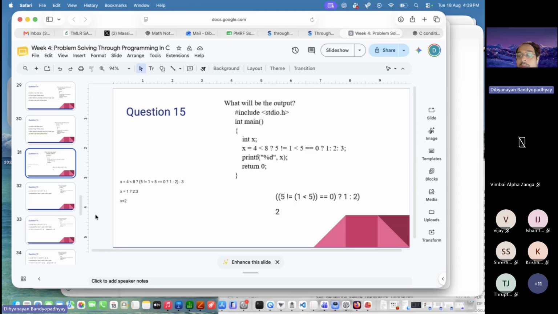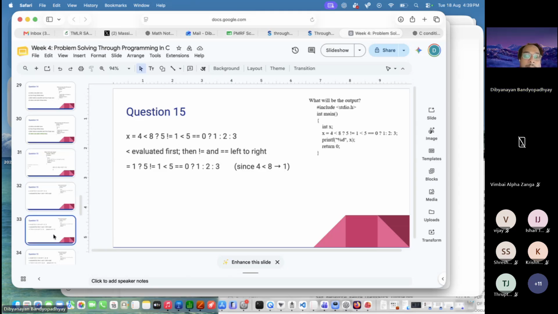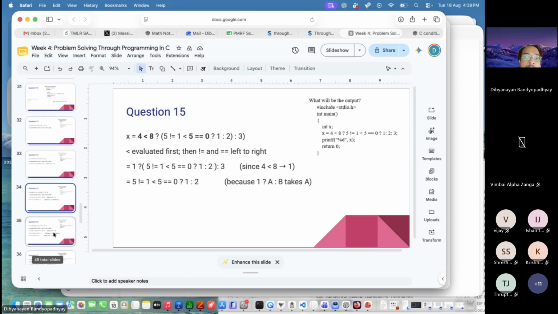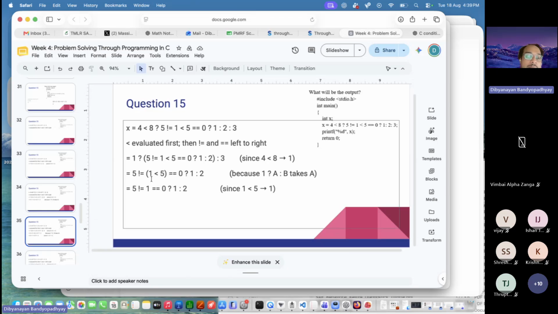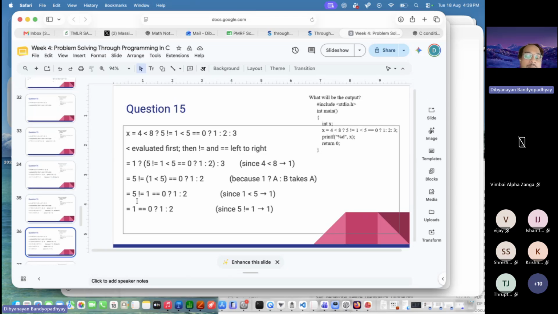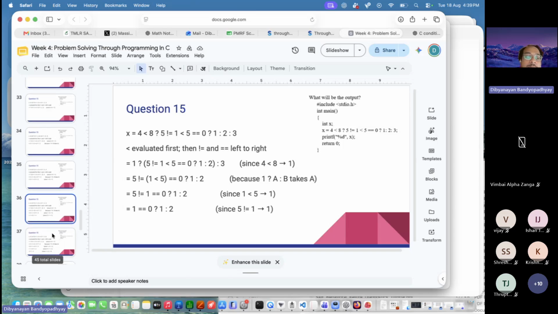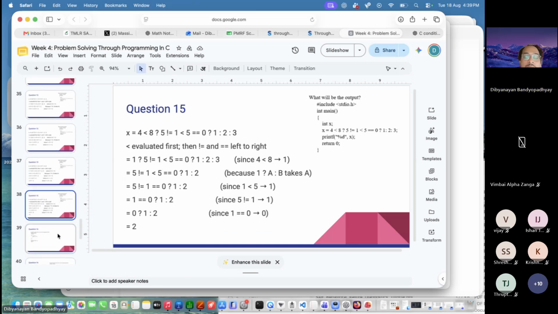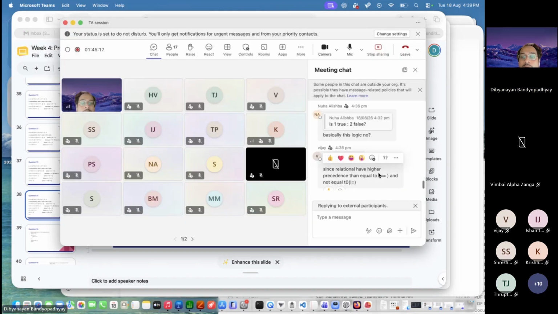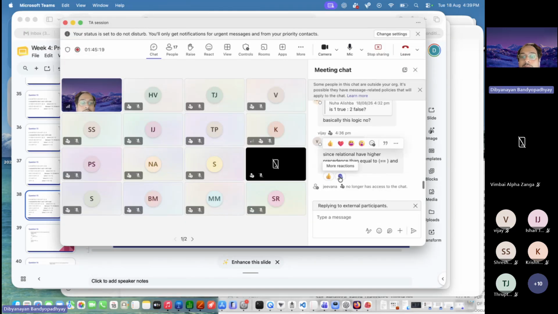Okay. So any question regarding this? So this is explained properly here. See here the precedence order. This is evaluated first. Then 5 not equal to 1 will be evaluated because it is left associative. So in the slide deck, everything is explained, so you can go through it later. Any question regarding this? Correct, correct. It is correct. Yes.